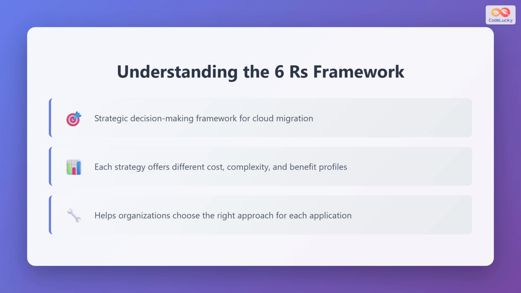The 6Rs framework is a strategic decision-making tool that helps organizations determine the best path forward for each application during cloud migration. Rather than applying a one-size-fits-all approach, this framework recognizes that different applications have different needs. Each of the 6 strategies offers a unique combination of cost, complexity, time investment, and potential benefits. Some strategies prioritize speed and simplicity, while others focus on maximizing cloud-native advantages.